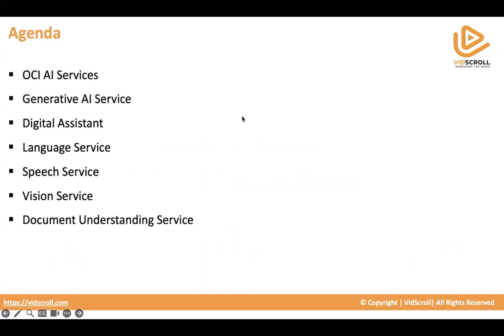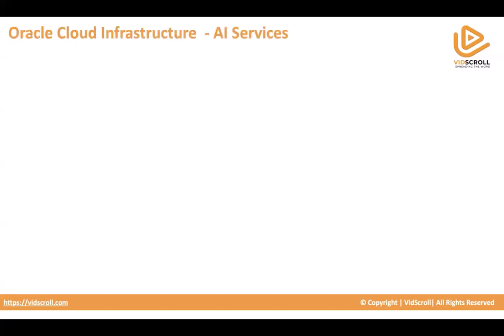So what we are going to cover? We are going to cover what are the OCI AI services, and we are going to deep dive into each one of the services such as generative AI service, digital assistant, language service, speech service, vision service, and document understanding service. These are the services offered by OCI natively within Oracle Cloud Infrastructure. Let's begin and let's deep dive into all those AI services.